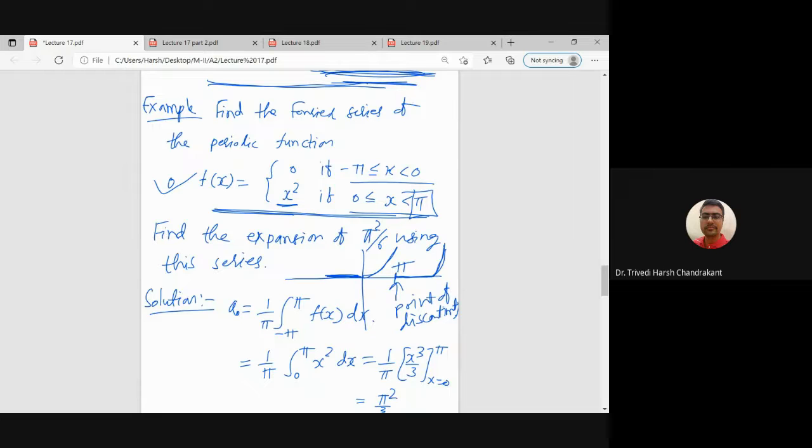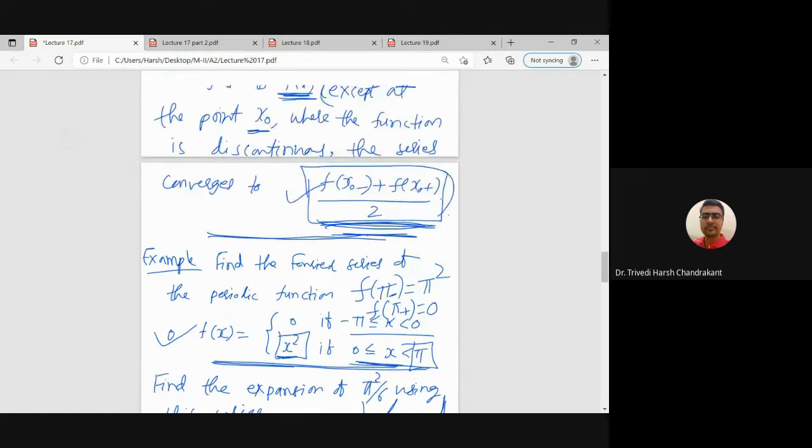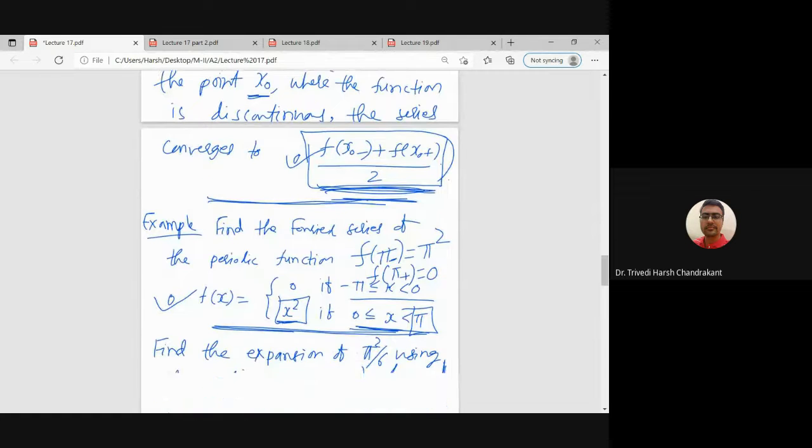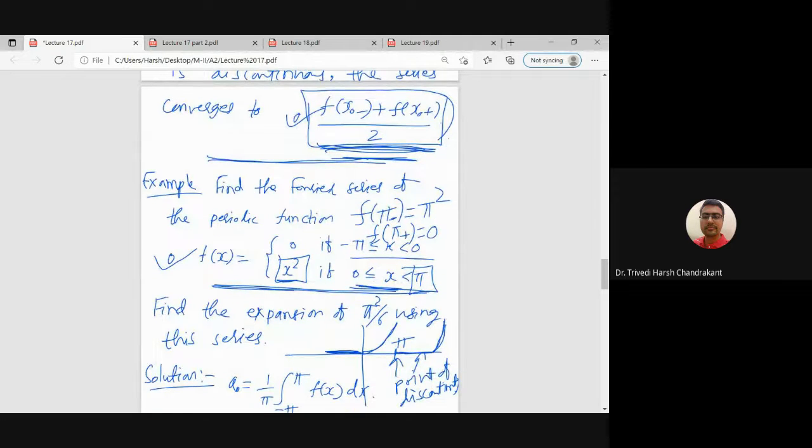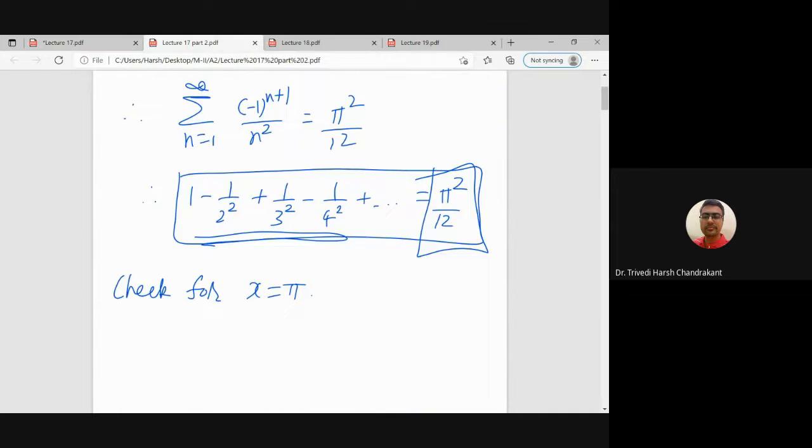Since it is a periodic function, the function repeats after a 2 pi cycle, right? So if we find the left limit of f at pi, on the left side of pi we have the value of the function to be x square. That means it will be approaching pi square, right? And the right hand limit at pi will be 0, because it is a 2 pi periodic function. So whenever we have discontinuity, we take the average value of this. So at pi, the average value will be pi square by 2. So let us complete this example.